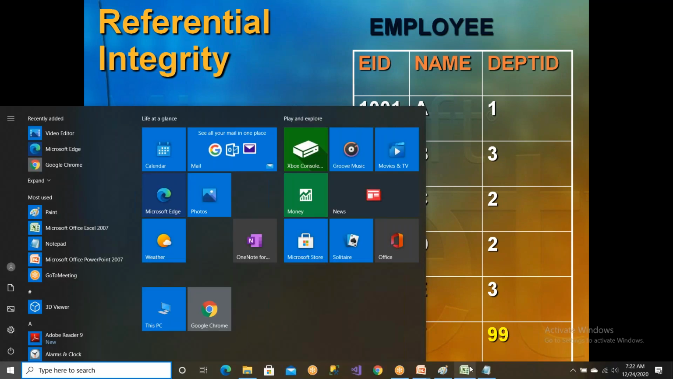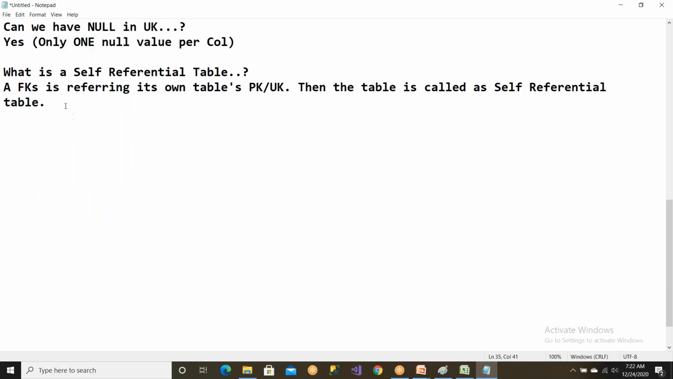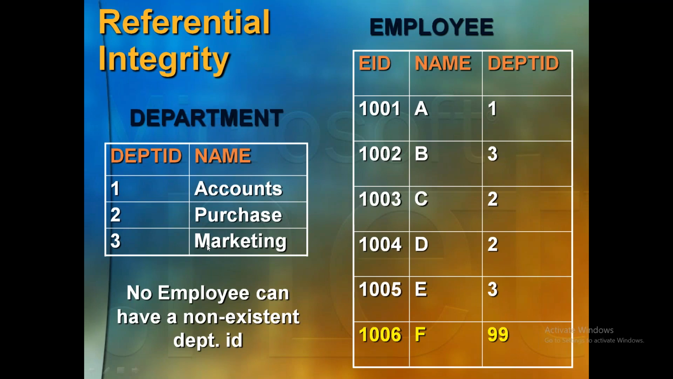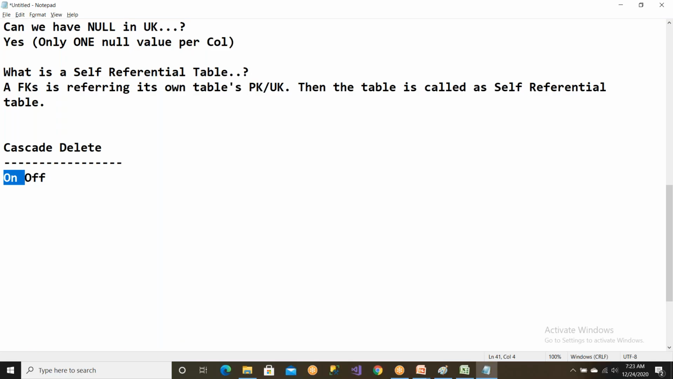There is a feature called cascading update and cascading delete. So cascade delete: you're deleting something in the parent table. By default, it will have on and off. If you make it on, what will happen? If you delete something here, corresponding rows will be automatically deleted in the child table. So this is what is called cascade delete on.